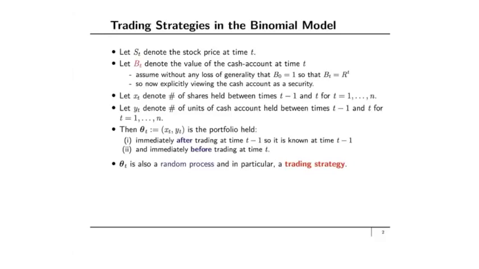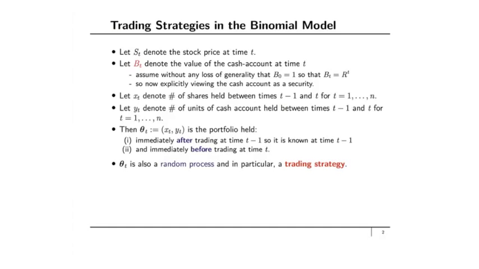We're going to, as usual, let S_t denote the stock price at time t. We're now going to let B_t denote the value of the cash account at time t. We haven't spoken about B_t before, but it's always been there in the background where we spoke about the gross risk-free rate, R. So what we're going to do now is formally recognize that as a security.